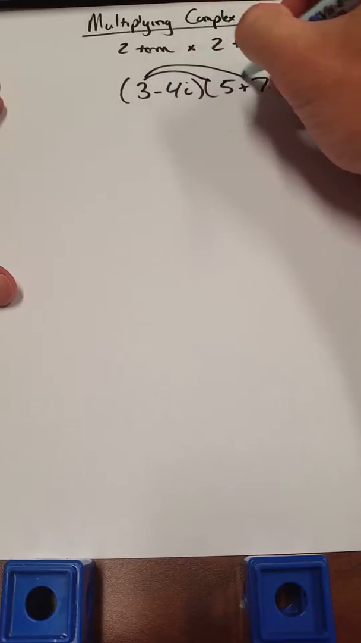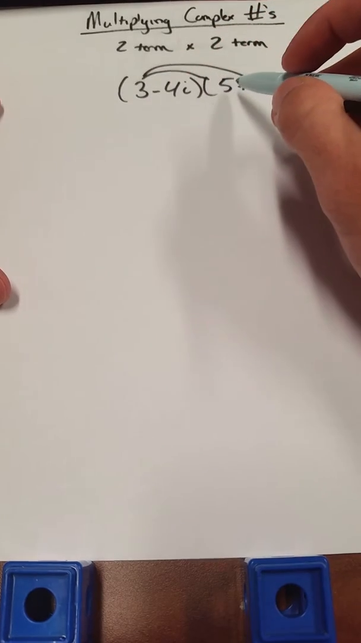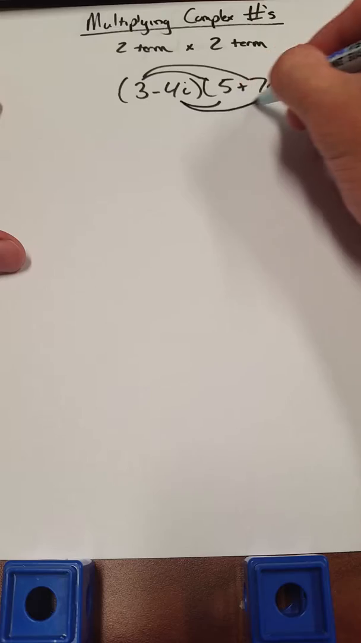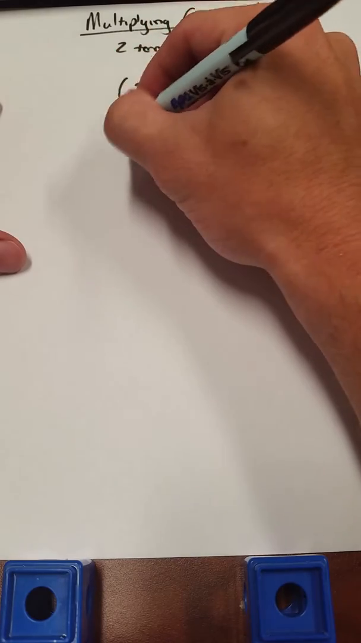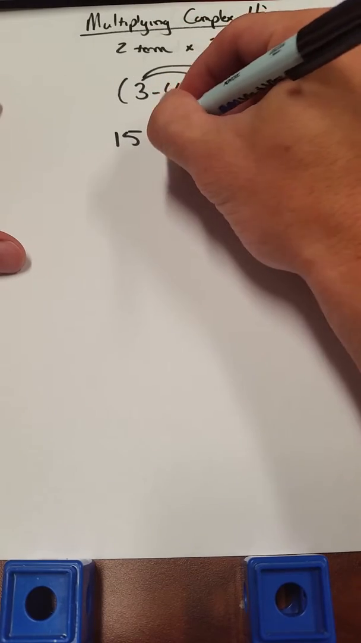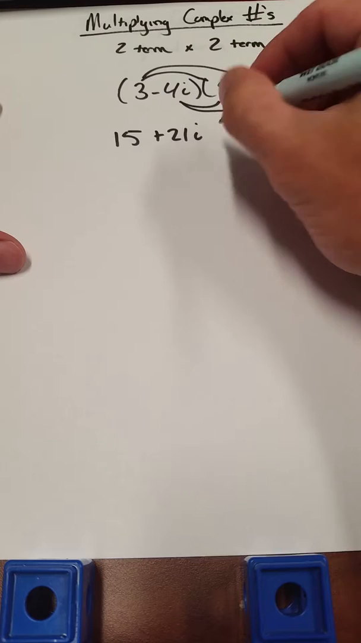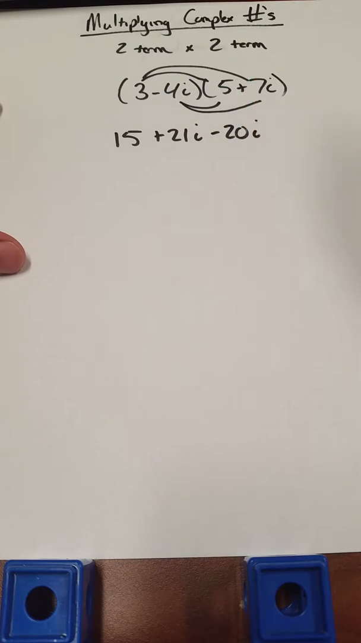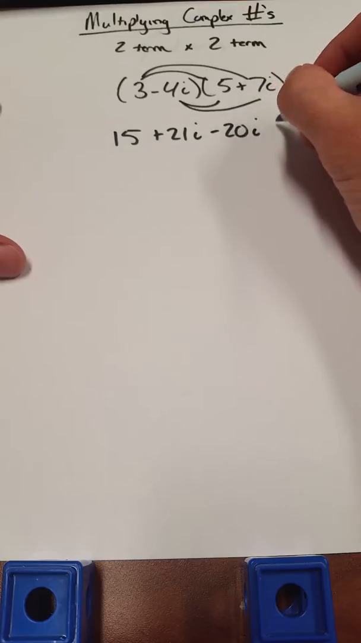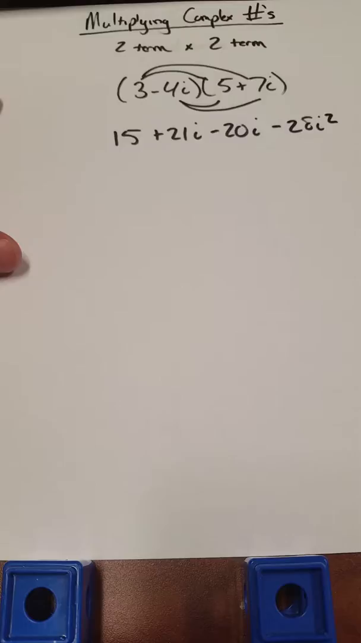So just rainbow. All right, you've seen this before. We've done it with binomials like an x plus 4 times an x plus 7. You've done this before. So first, outer, inner, last. 3 times 5, 15. 3 times 7i, positive 21i. Negative 4i times 5 is negative 20i. And then negative 4i times 7i is negative 28i squared.